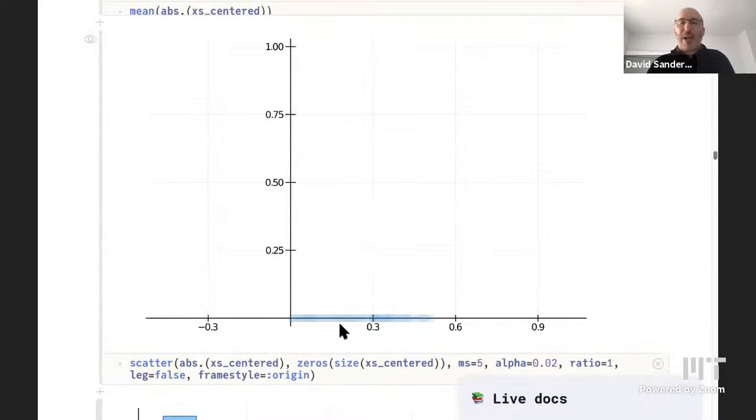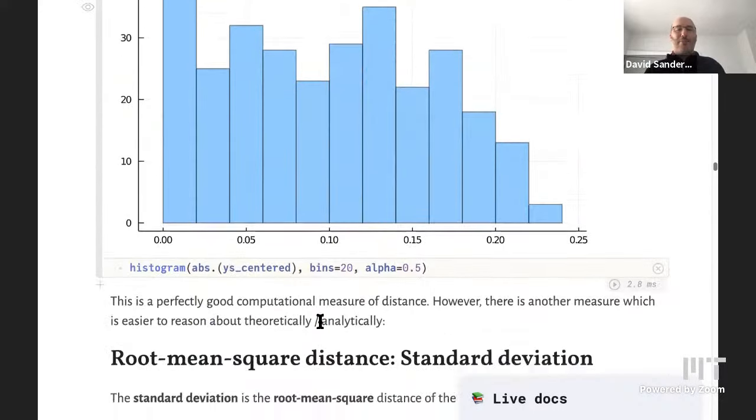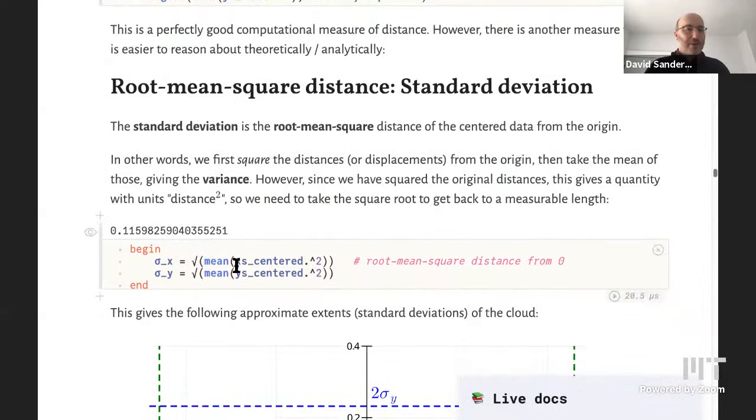We just take the absolute value of these distances. That's actually not the way that we usually do it. We usually take a different measure of distance, which is this root mean square distance called the standard deviation, which I'm sure many people have heard about. So we literally take these values and square them first, and then take the mean of that.